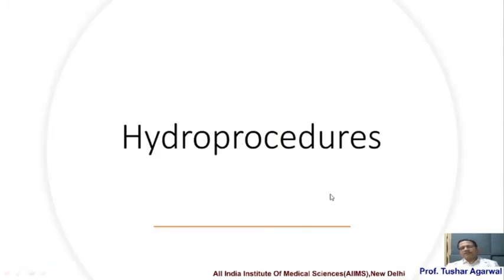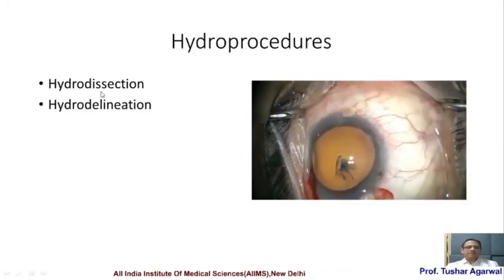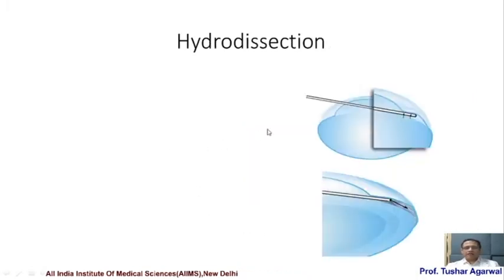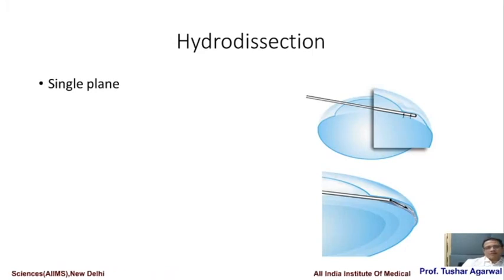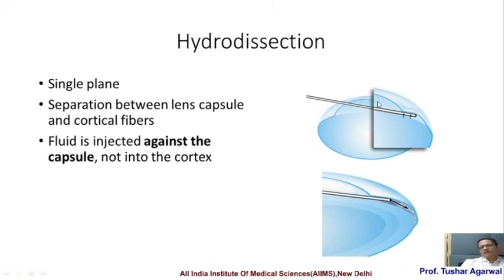The next step is hydro procedures. Now these consist of two separate steps, hydrodissection and hydrodelineation. We'll deal with them separately. Hydrodissection is very different from hydrodelineation. It's a single shot procedure which is to be done in a single plane. And what is this plane? This plane is the plane which exists between the anterior capsule and the rest of the lens matter. So you have a very nicely demarcated plane to attack.